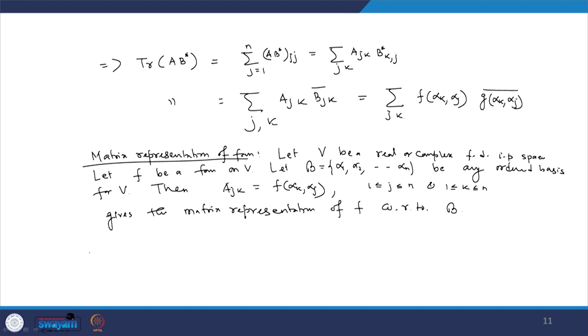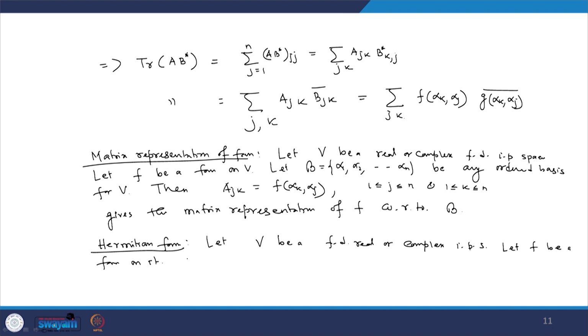Let me define another terminology called Hermitian form. Let V be a finite dimensional real or complex inner product space. Let f be a form on it. f is said to be a Hermitian form provided for all alpha, beta belonging to V, f(alpha, beta) equals the conjugate of f(beta, alpha).